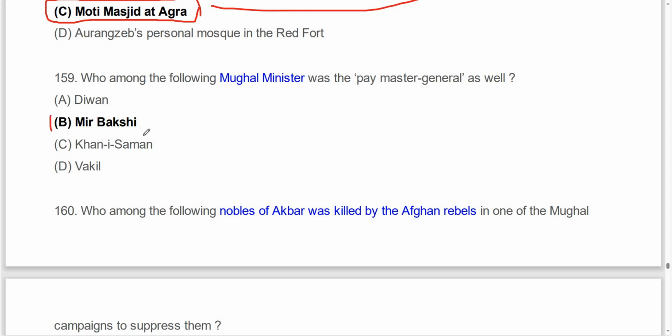Moving on to the next question, which of the following Mughal ministers was the Paymaster General as well? Mir Bakshi is also known as the Paymaster General. Basically, Mir Bakshi, the Mughal minister, was the Paymaster General as well.